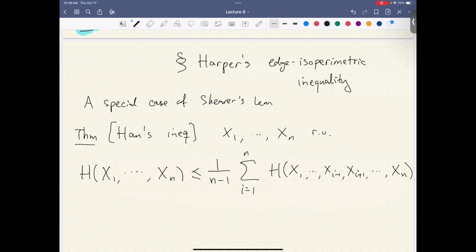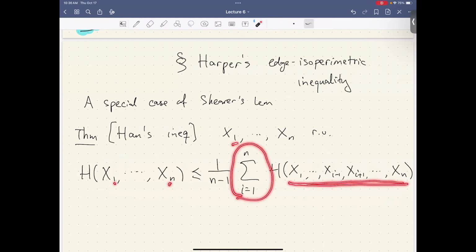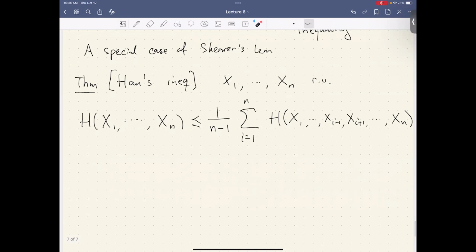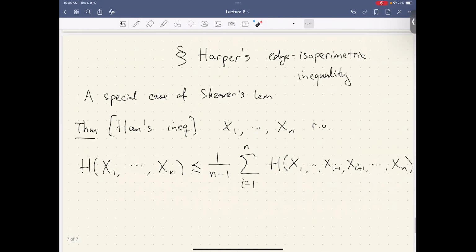So this is Shearer because in Shearer's lemma, our coordinates are 1 to n. Each coordinate, when you range over different i, appears in exactly n minus 1 of them. So this is a very special case of Shearer's lemma. All right. We're going to use this special case to prove Harper's edge isoperimetric inequality. So let's state this theorem, a very fundamental result.